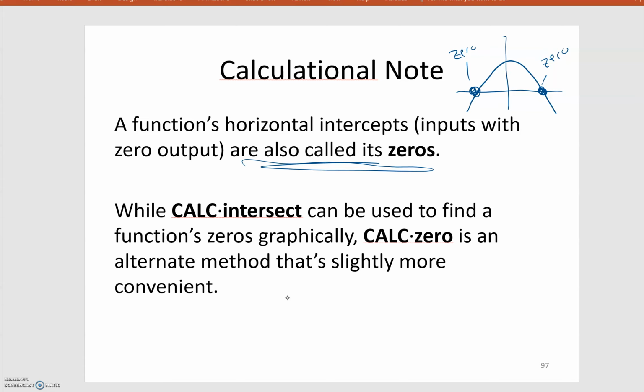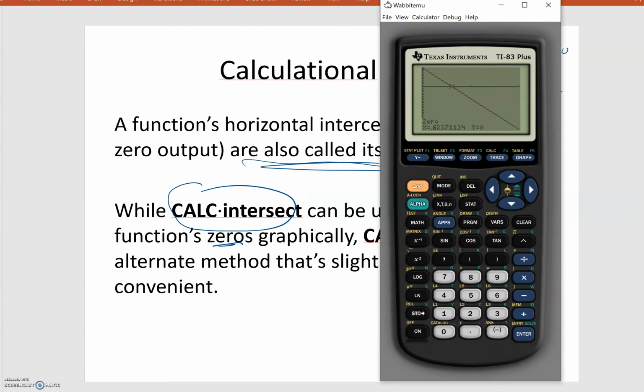Now, calc intersect can be used to find a function's zeros. That's true. But calc zero is slightly more convenient. I didn't actually talk about using calc intersect. If I was going to use calc intersect to find the zero, I'll show you what I would do. Just very briefly, I would type in 0 as my second function here, and then I would use calc intersect in the same way that I did in other examples. So you'd graph it and then go to second trace intersect. But I would just use calc zero if I'm actually finding a zero.